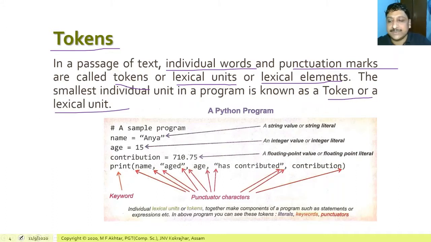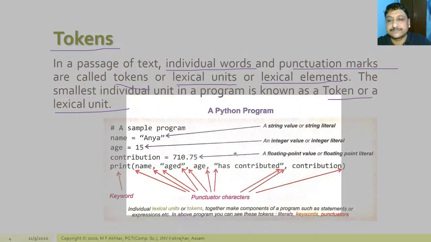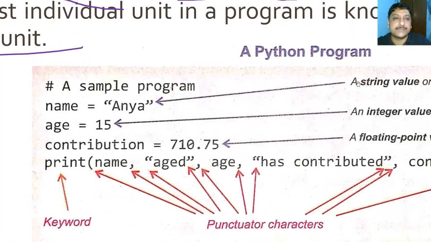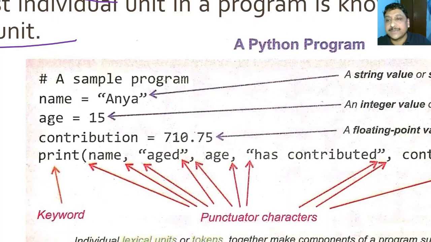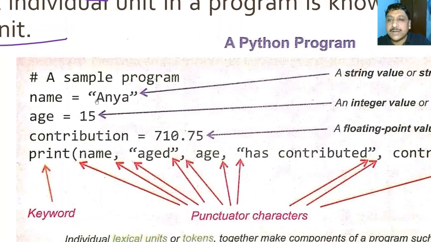See the example here. Okay, see the example. Here is a Python program, a sample program: name equals Anya, age equals 15, like this it is written. See, this program is made up of so many tokens.